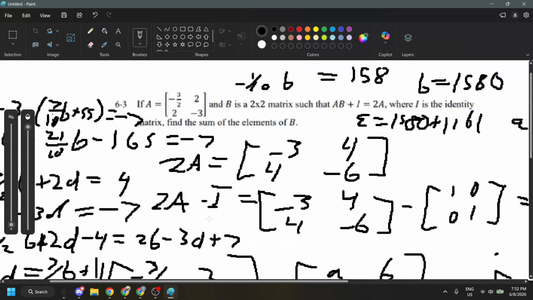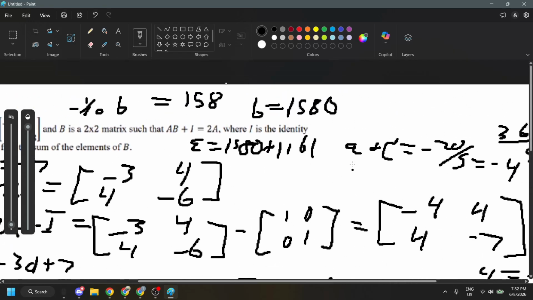So our answer, the sum, is equal to 1580 plus 1161, right? Minus 4, which is equal to 2741 minus 4, which is 2737. Let me check. So I wasn't even remotely close.